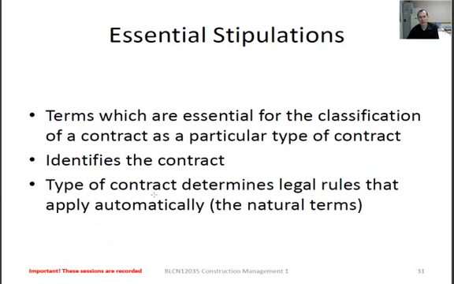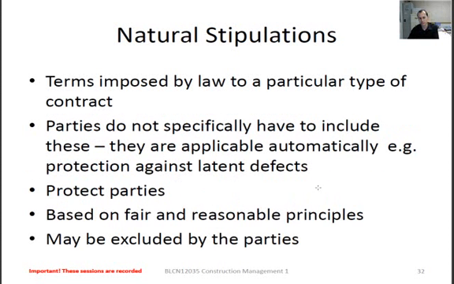The essential stipulations, basically the terms for the classification of the contract. Is it going to be a professional services contract? Is it going to be an executing contract? Is it going to be a scoping contract? All of those we have to decide on. Also the type of strategy that's going to be used. Is it going to be an EPC, EPCM? How are we going to function after we've signed the contract? There's also going to be the legal rules that come with the essential stipulations.